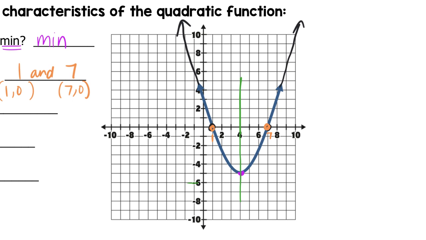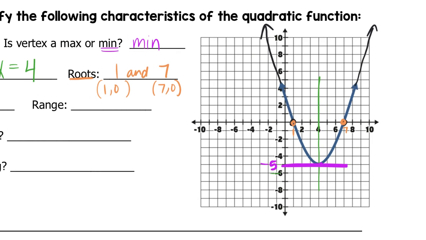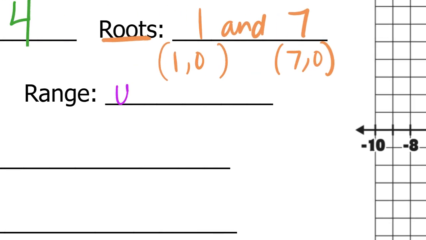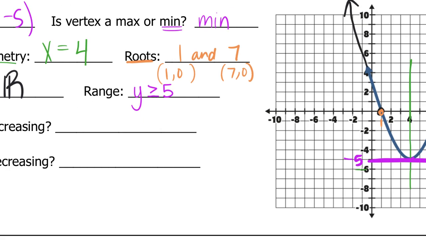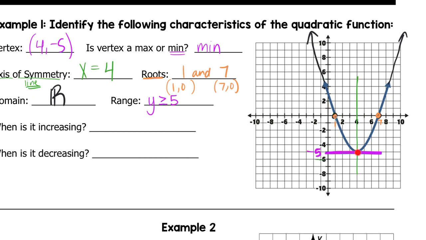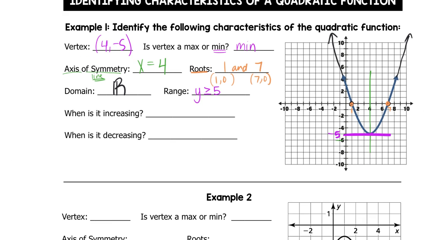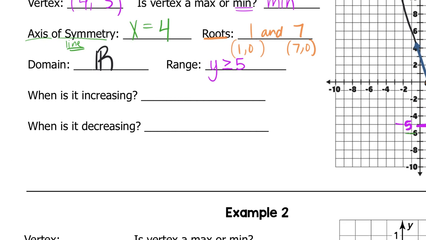So the lowest part of this graph is right here where that vertex is, and that is at -5 on the y-axis. That's the lowest that it can go. And then once we go up like this, the graph doesn't ever stop. So the highest that it could go, well, there's no restrictions there. So here's how we're going to write our range. The y values have to be more than or equal to -5. So y is greater than or equal to -5. That would make sense because all the y values are either at -5 or higher. Okay, and these last two questions, it says, when is it increasing and when is it decreasing? So here's how we're going to answer those.